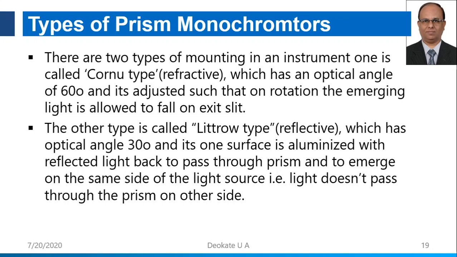that is a reflective prism. Reflection is taking place, and it has an optical angle of 30 degrees, and one surface is aluminized. A mirror-like surface is provided on the back of this prism, which reflects the light back to pass through the prism and emerge on the same side as the light source. So the light does not pass straight through the prism; it gets reflected. This is called a Littrow prism, that is a 30-degree prism. So these are the prism monochromators.